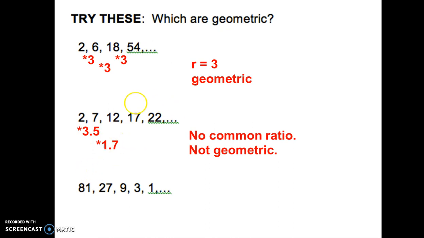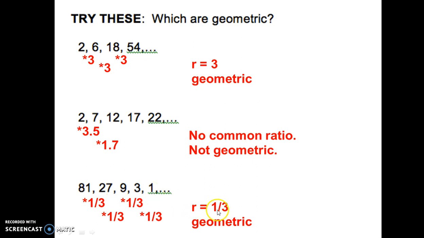Last one, how do you turn an 81 into a 27 and then a 27 into a 9? Well, you can divide by 3, but again, I want you to think of this always as multiplying. The ratio is a multiplier. So if you're dividing by 3 to get there, then it's like multiplying by 1/3. So the multiplier is 1/3, and then 1/3 again, and then 1/3 again, and then 1/3 again to go from 3 to 1. So that's our multiplier. Common ratio, 1/3. Therefore, this is a geometric sequence.